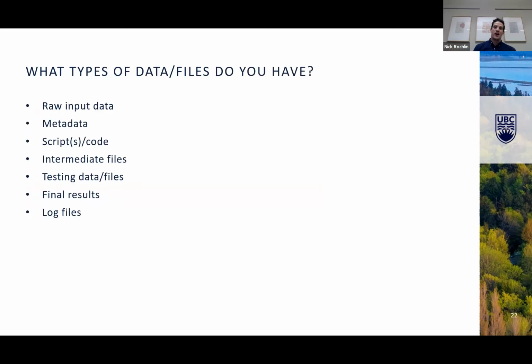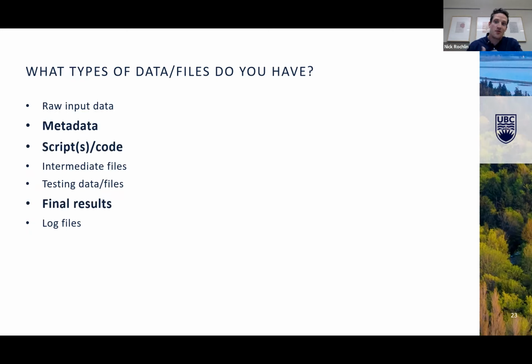Now, earlier this week, we talked about what types of data or files you might have with your projects. We had a list of ones that you might have. When you're thinking of what you should deposit, it's really these three categories you want to deposit. First, your metadata. As George mentioned, you want things well described. People need to know what they're looking at, or else it's not very useful.